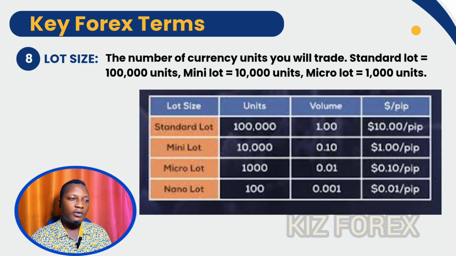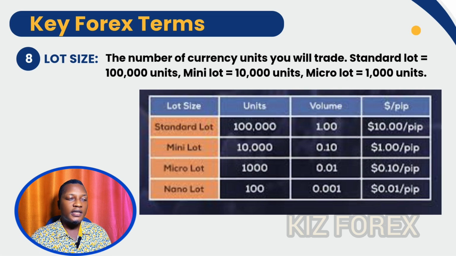Now, the standard lot size is rated from 100,000 units upwards and is represented with 1.00. The mini lot size is rated in the 10,000s, and this is represented with 0.10 volume. And then the micro lot size is rated in the 1000s, and this is represented with the 0.01 volume.